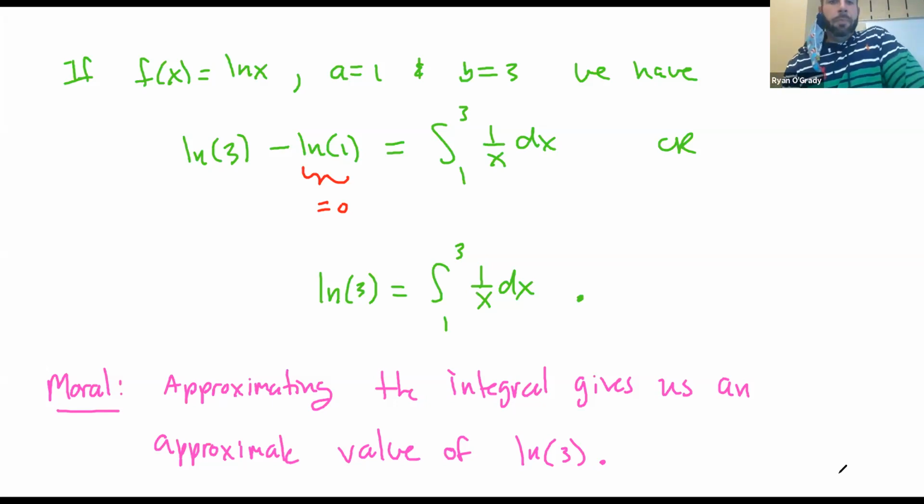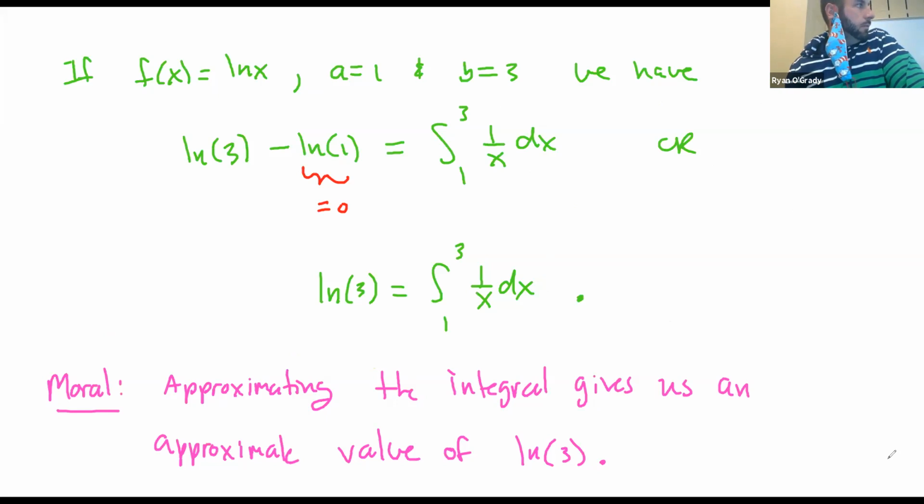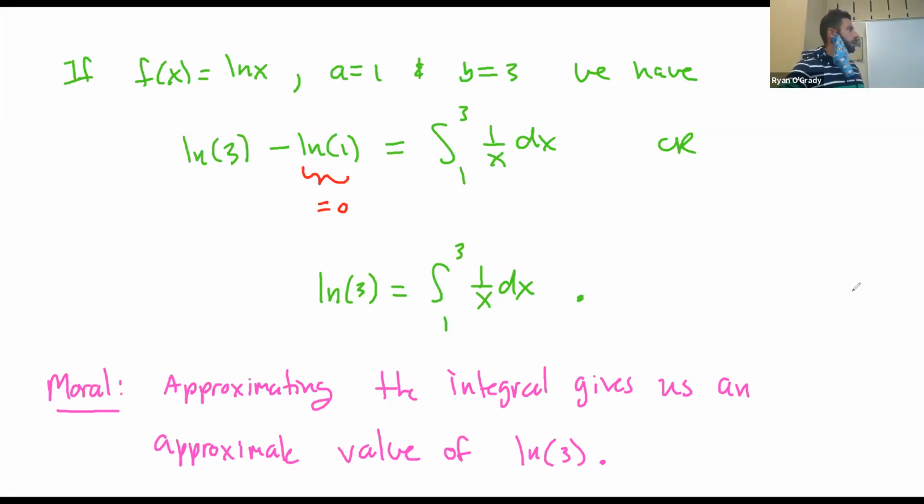So if we go back a previous page, we've answered part 1. So for part 2, we need to use Simpson's rule with n equals 6. So that's what we're going to do. Yes, go back. Let me know when you're ready.